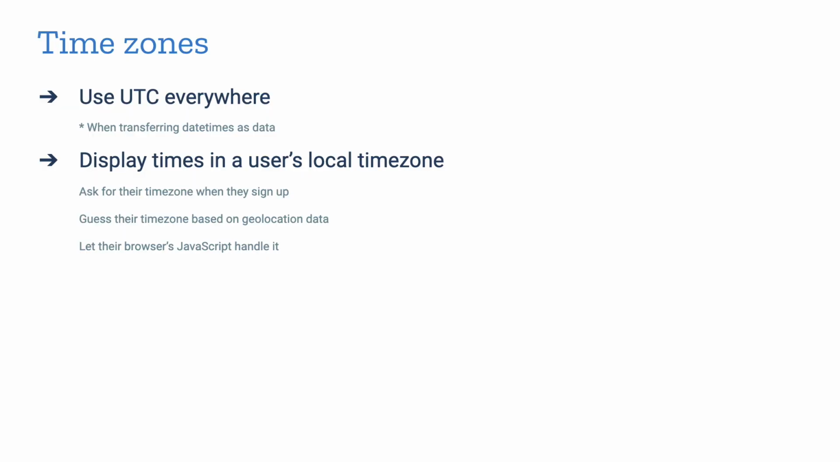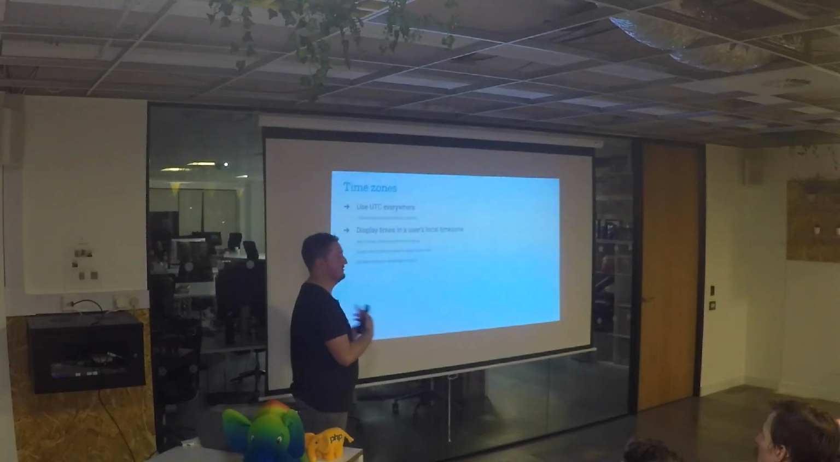The thing that I think is most reliable is just let their browser's JavaScript handle it, because their browser is always aware of what time zone the current user's in, and if they go on holiday and they're in a different country, it'll be aware of that kind of thing. So you can give this UTC time back to your user's browser and let the JavaScript that you've written deal with it, and they'll pretty much always be as accurate as you can get.